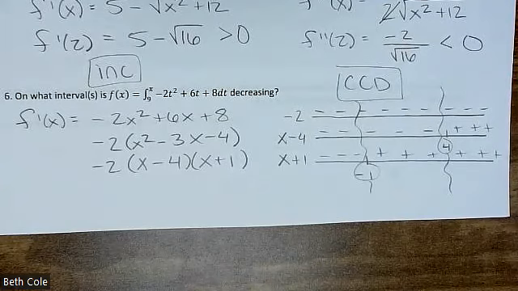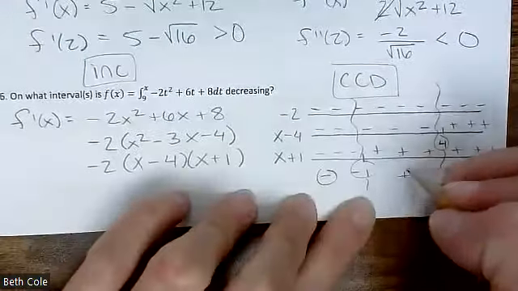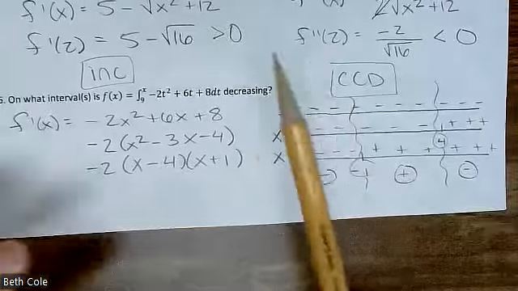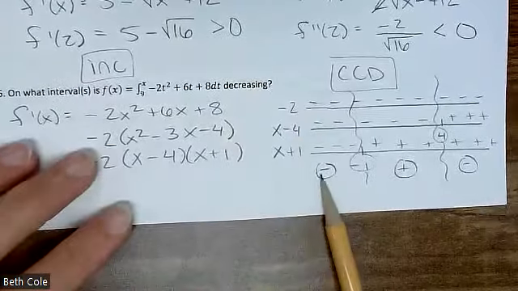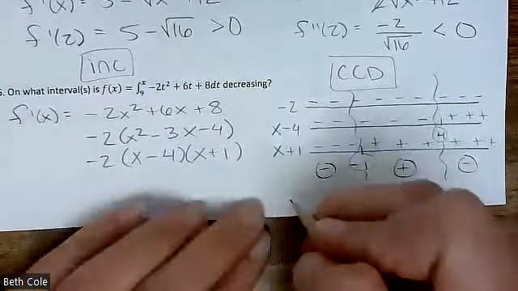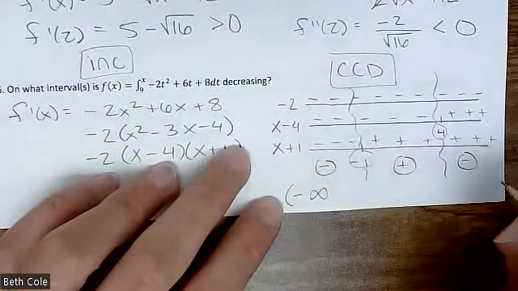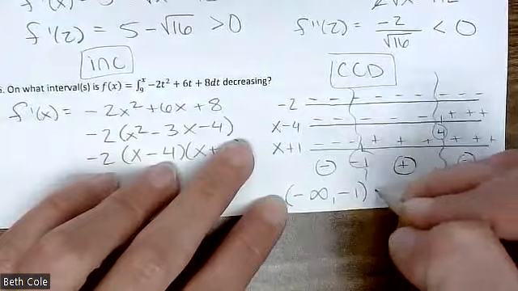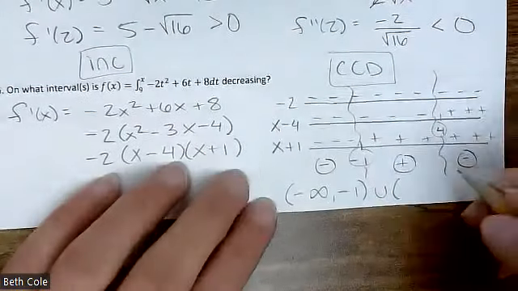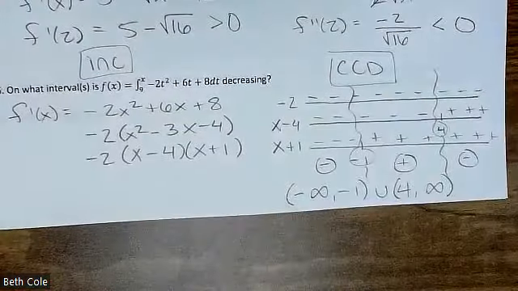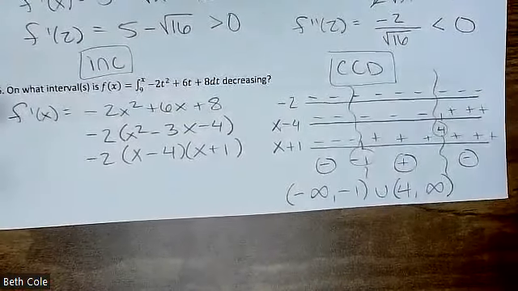So what's the overall sign for the first section? Negative, good, and then it's going to alternate. Positive, negative. So we were asked decreasing, that's where your derivative is negative, so how would I write my final answer? -infinity to -1. Union, yep, 4 to infinity. Good. Again, it'll be multiple choice.